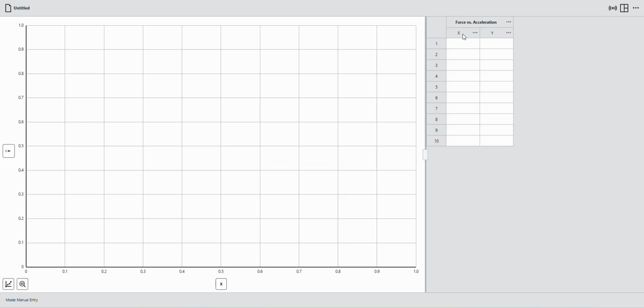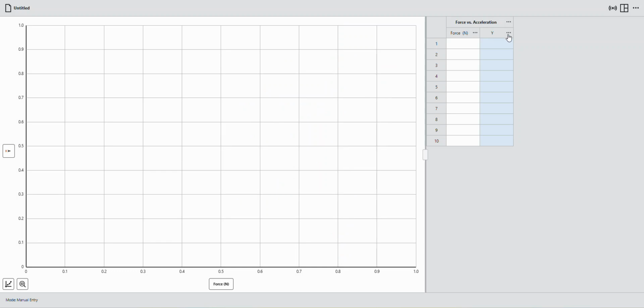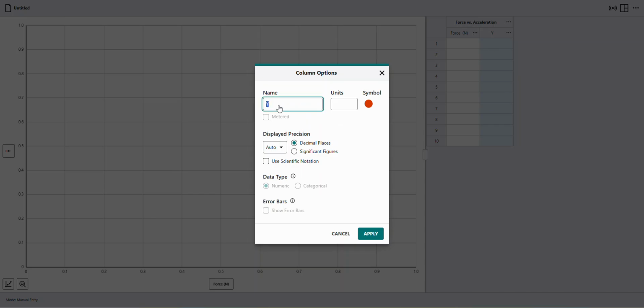And now let's say that here the x-axis will be the force, so it would be force in newtons, and then in my other axis I have the acceleration in meters per second square. Of course, these meters per second square will be in the units.